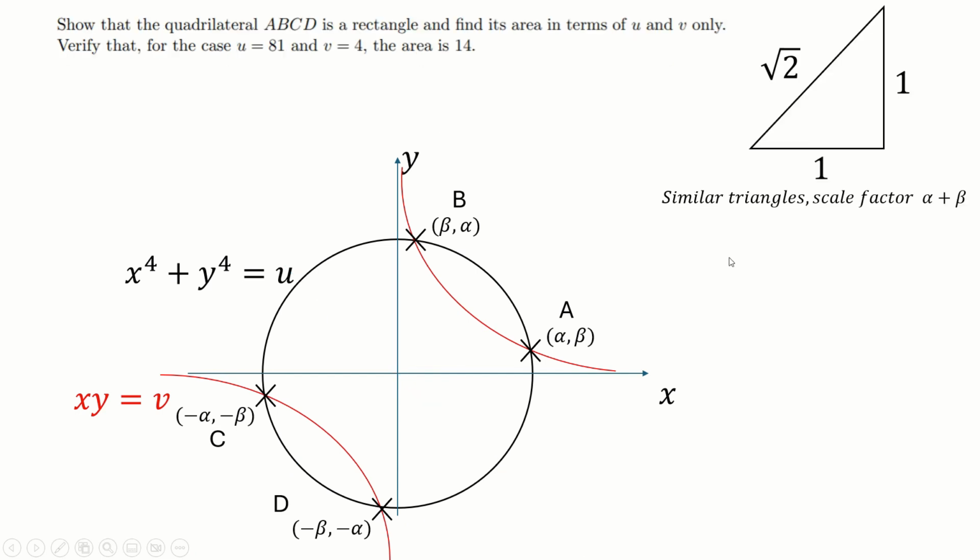Cool, all by symmetry. This triangle is going to be super helpful for us for the next bit. It's a really cheap little way of doing this next question. It's asking us to show that ABCD is a rectangle. 2 conditions for a rectangle.